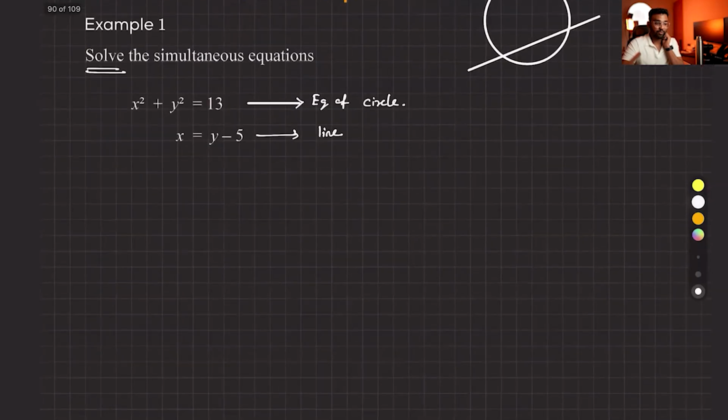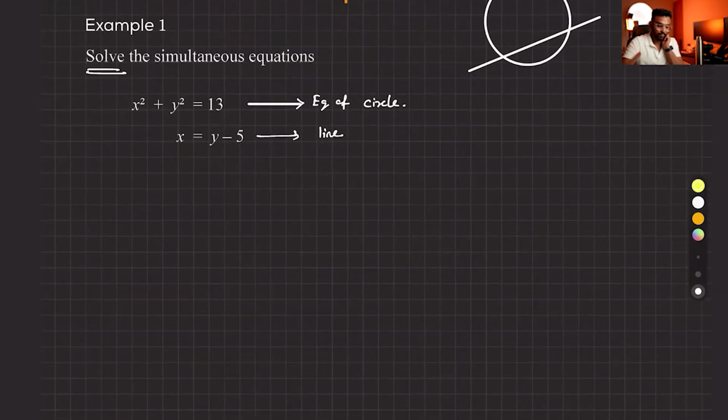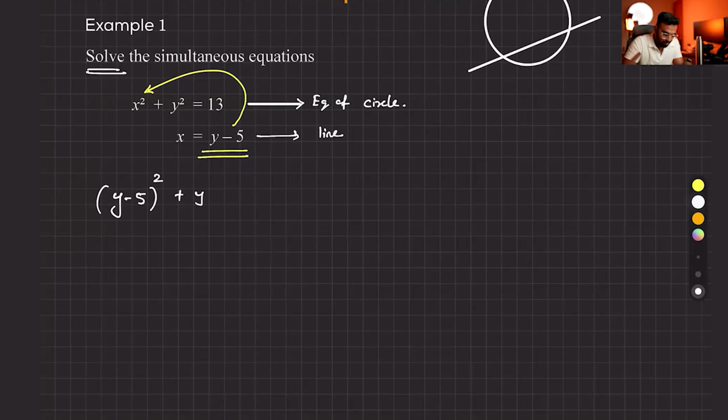All right. What do we do? Substitution. We substitute this instead of that x. Simple. We only do substitution. So can I write y minus 5, the whole square, plus y square equals 13?